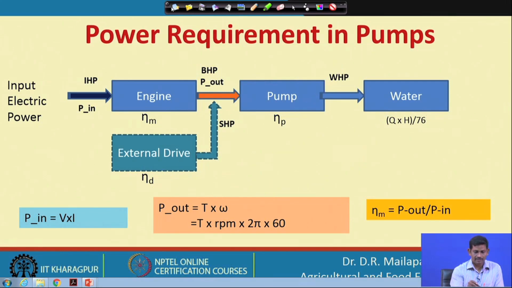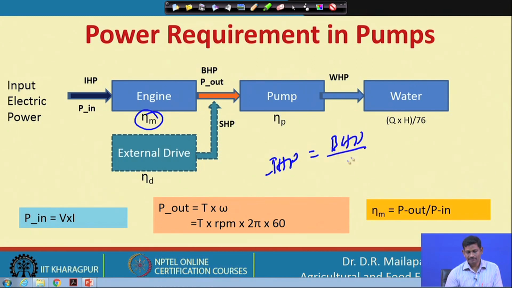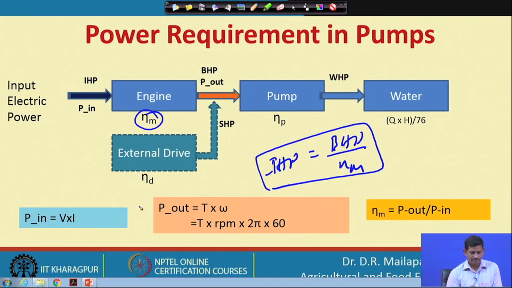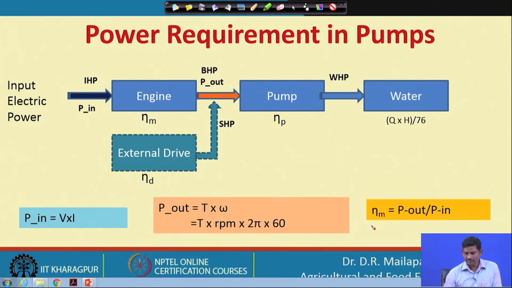In case of this, then putting engine efficiency also, motor efficiency, you get IHP is equal to BHP divided by NM. So, that will give the engine efficiency. So, everything is here. So, how to find out the motor efficiency?